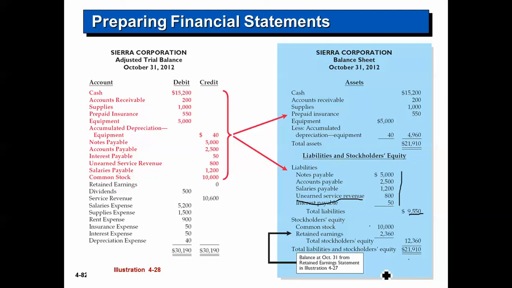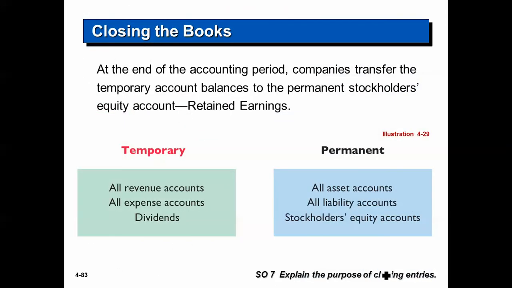So we journalized the transactions, we post them to the ledger, we adjusted them, and then we prepare the financial statements. Now we have to close the books.